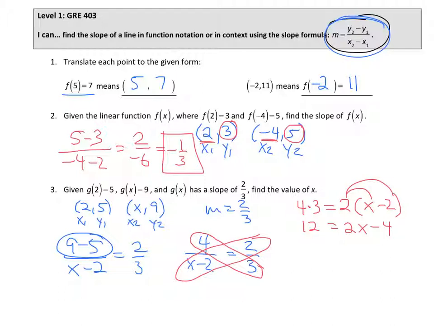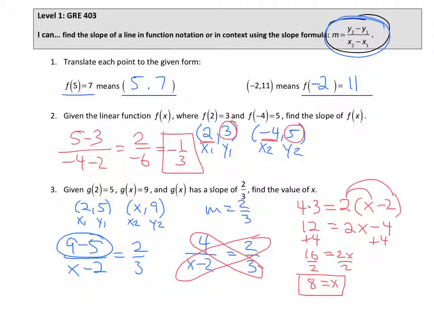And now I just have to solve for x. So I add 4 to both sides. We get 16 equals 2x, and then I divide by 2. And we get 8 equals x. So that would be my answer.